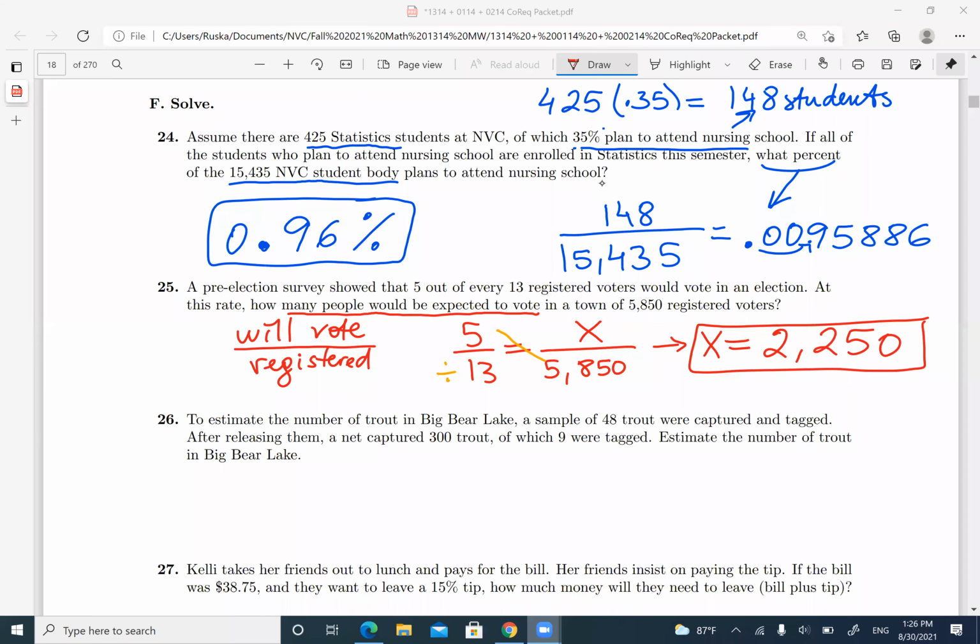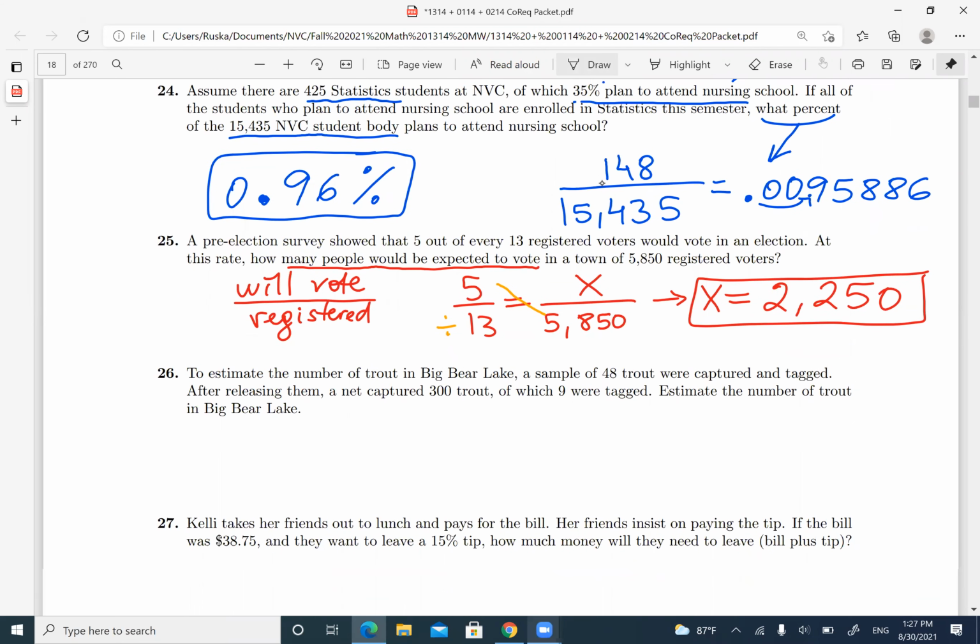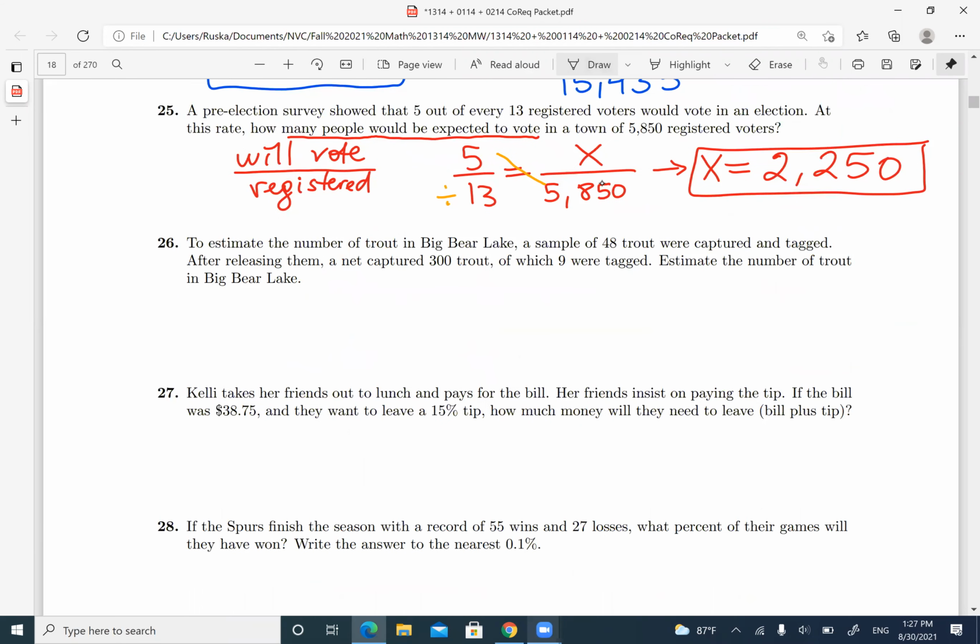Okay, going to the next one, number 26. We have to estimate the number of trout in Big Bear Lake. A sample of 48 trout was captured and tagged. After releasing them, a net captured 300 trout, of which 9 are tagged. Estimate the number of trout in Big Bear Lake.